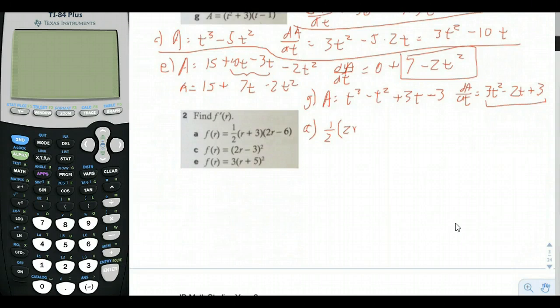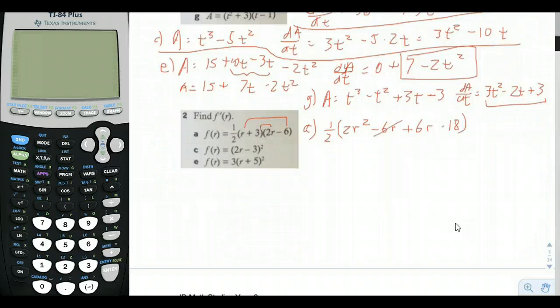It's going to be 2r squared would be the first terms. The outside terms would be minus 6r. When I say the outside terms, I mean multiply this times this. The inside terms would be 3 times 2r, which would be plus 6r. And the last terms would be negative 6 times 3, it would be negative 18.